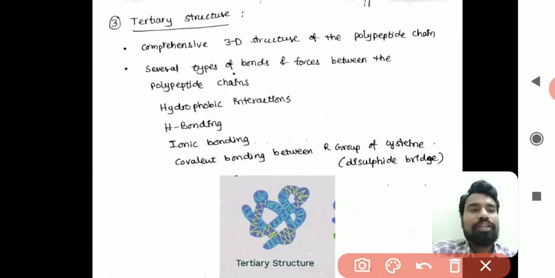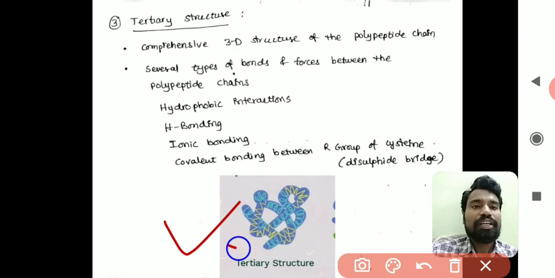Next one is tertiary structure. So here tertiary structure is a comprehensive 3D structure of polypeptide chain. There are several types of bonds and forces present between the polypeptide chains. There are different kinds of interactions in between the polypeptide chains. So this is the tertiary structure.